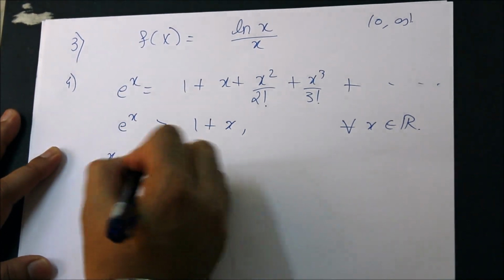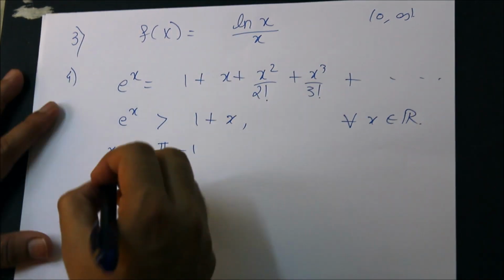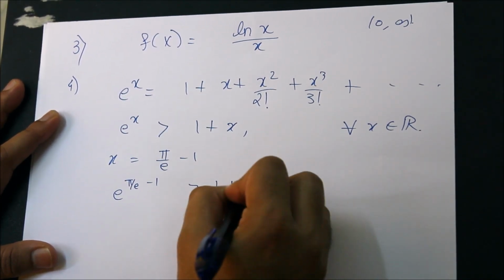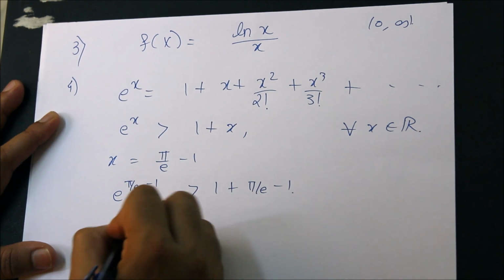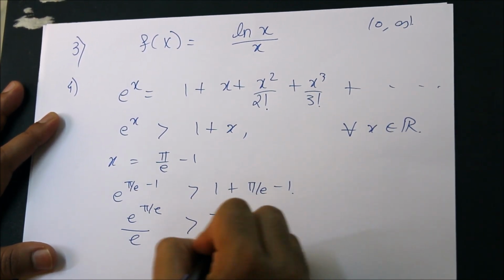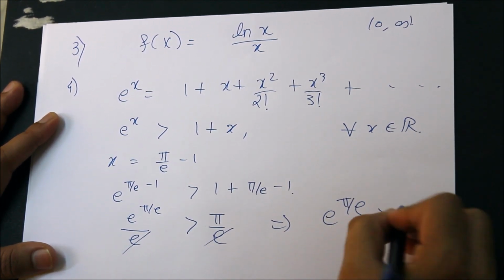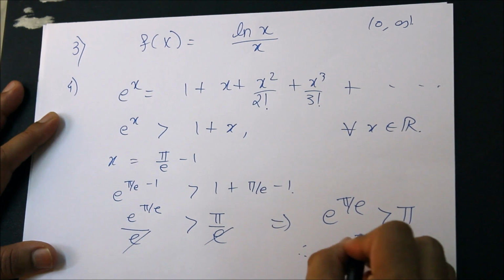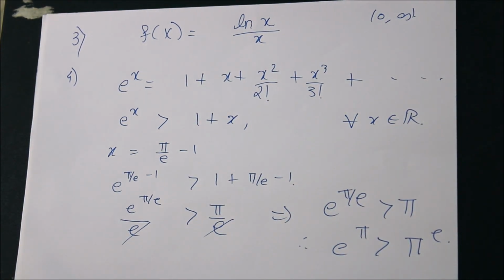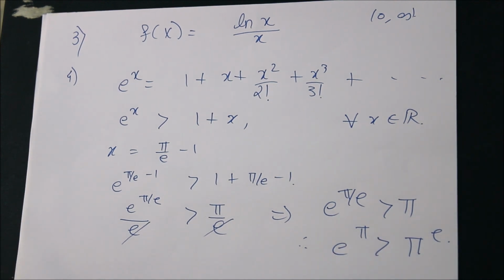So if I take x equal to pi by e minus 1, what do I get? I get e raised to pi by e minus 1 greater than 1 plus pi by e minus 1. This is e raised to pi by e upon e greater than pi by e. So if I cancel e over here, I get e raised to pi by e greater than pi. So therefore e raised to pi is greater than pi raised to e. So this is one more nice proof to get the relation between these two numbers.